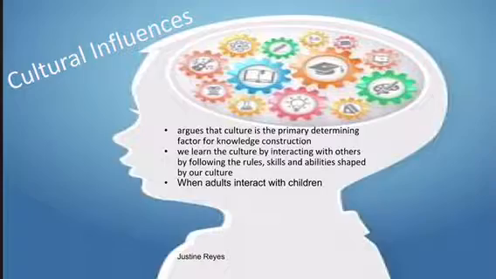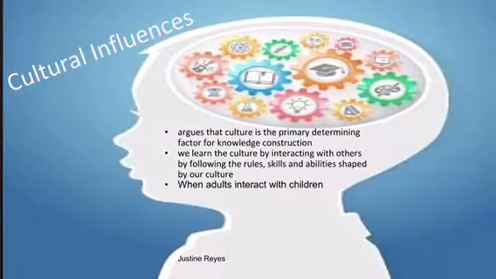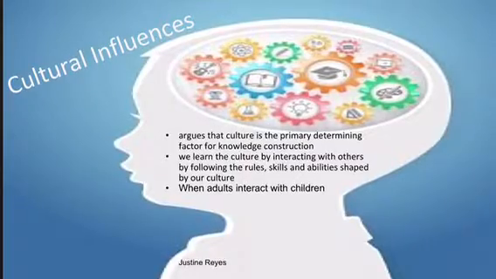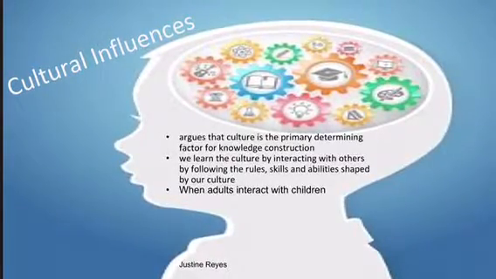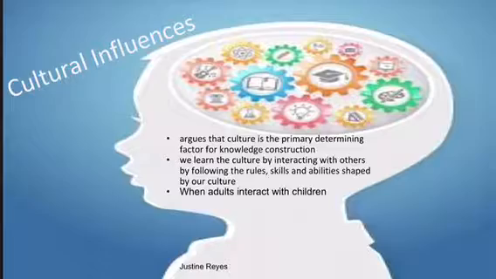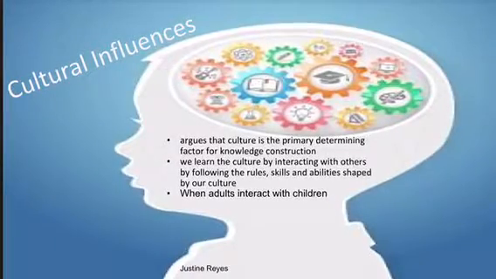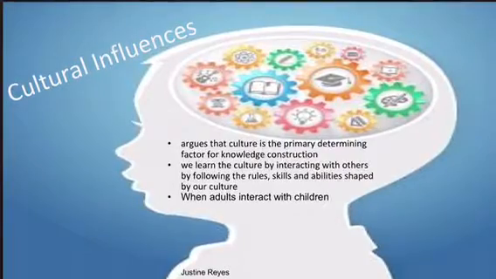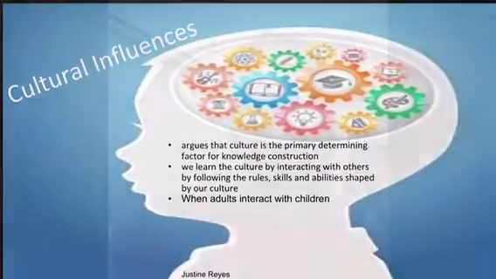So, part of the cultural influences: Vygotsky argues that culture is the primary determining factor for knowledge construction. We learn the culture by interacting with others, by following the rules, skills, and abilities shaped by our culture. When adults interact with children, they attach meaning to objects, events, and experiences.